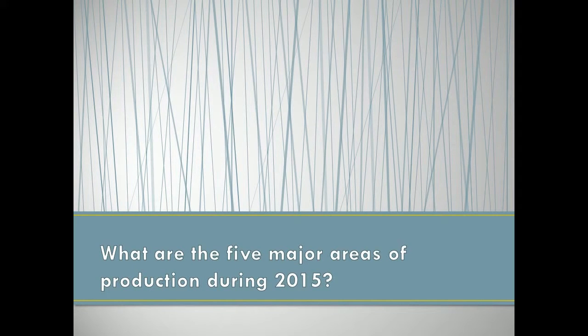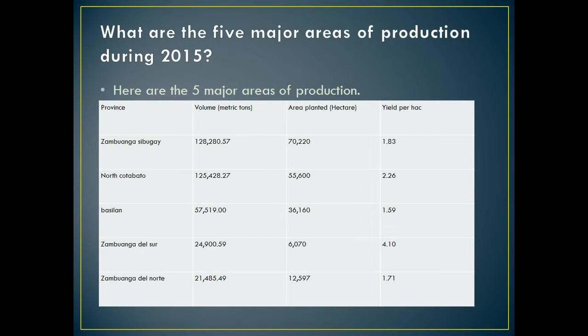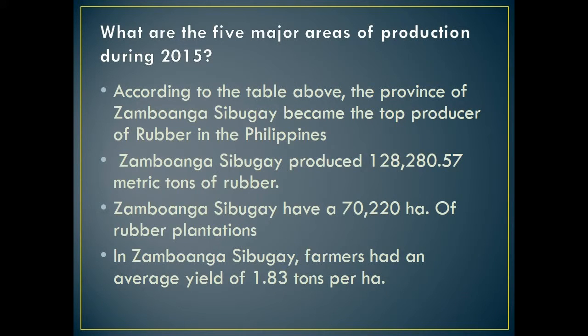What are the 5 major areas of production during 2015? The 5 major areas of production are Zamboanga Sibugay, North Cotabato, Basilan, Zamboanga del Sur, Zamboanga del Norte. According to the table above, the province of Zamboanga Sibugay became the top producer of rubber in the Philippines.